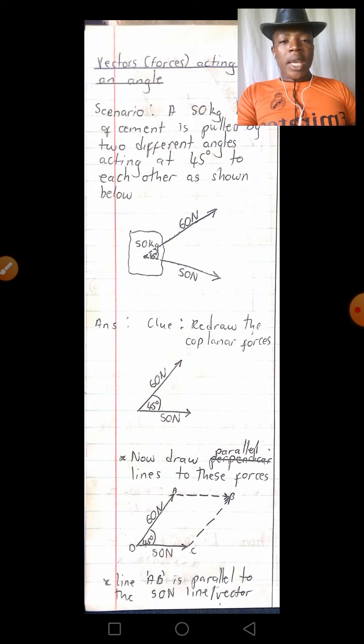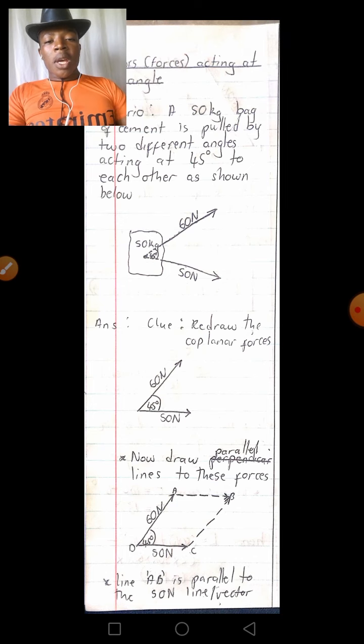Vector forces acting at an angle. We've got a situation: a 50 kg bag of cement is pulled by two different forces acting at 45 degrees to each other as shown below.